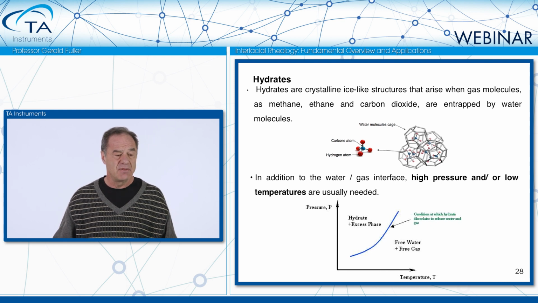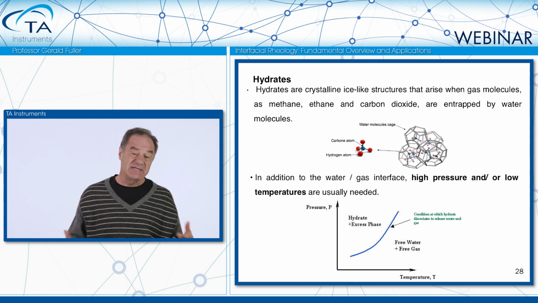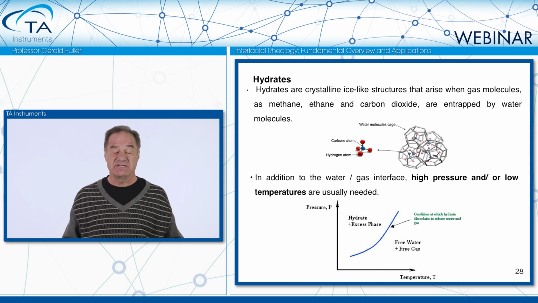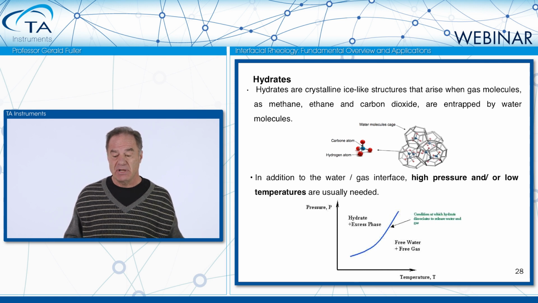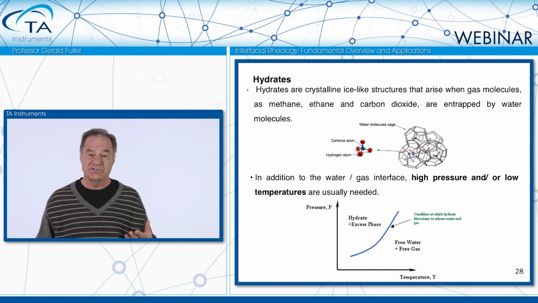So you can see on the bottom a simple schematic of a phase diagram where at high pressures and cold temperatures, you get hydrates. If you move up in temperature and lower the pressure, they go away. Okay, so it's an interaction at an interface between water and oil. So how can we use interfacial rheology to test that?